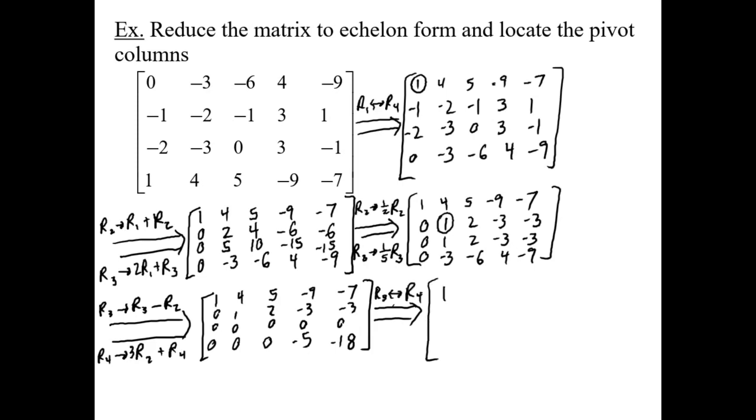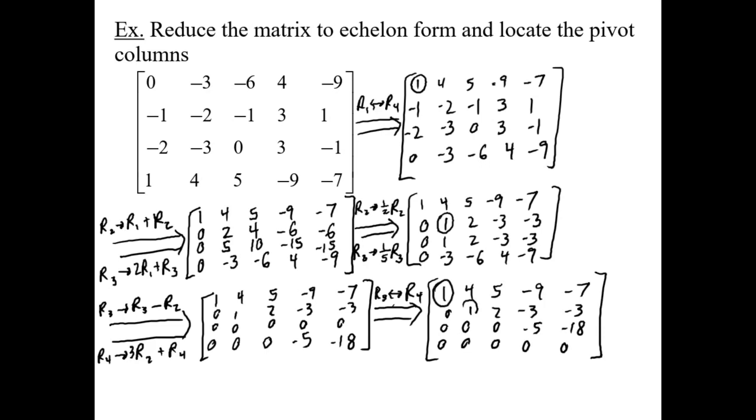So we got 1, 4, 5, -9, -7, 0, 1, 2, -3, -3, 0, 0, 0, -5, -18, and 0, 0, 0, 0, 0. There's my echelon form. My pivot positions are this one, and this -5. So my pivot columns are column 1, column 2, and column 4.